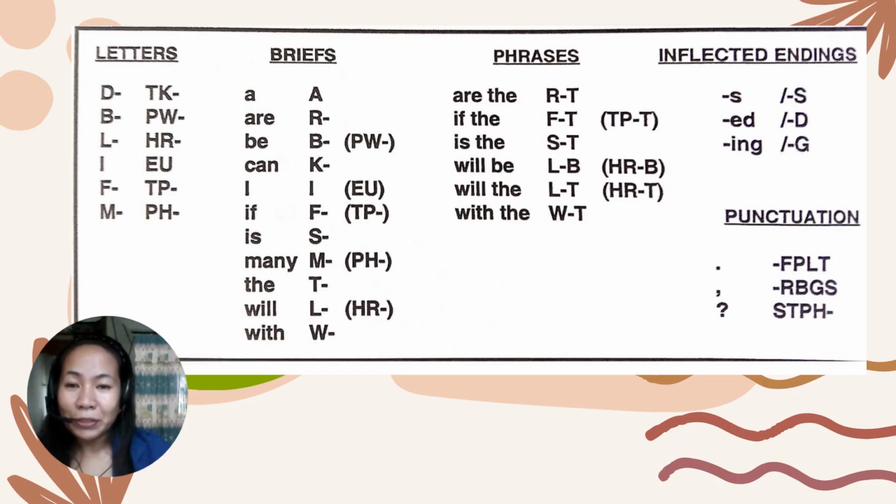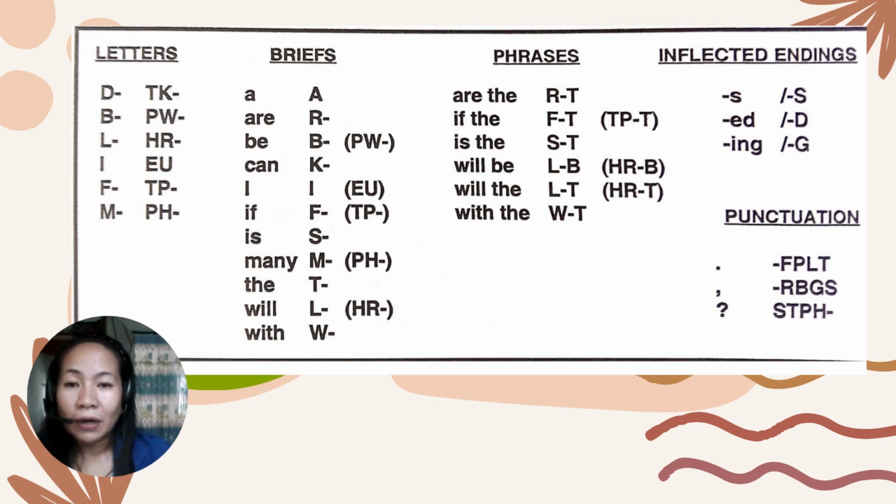Okay, let's review some of the brief forms and phrases that we learned in our previous lesson. For initial D, we have the stroke TK. For initial B, we have the stroke PW, and for initial L, HR. For the letter I, we have the stroke EU. For initial F, we have the stroke TP. For initial M, we have also the stroke PH.